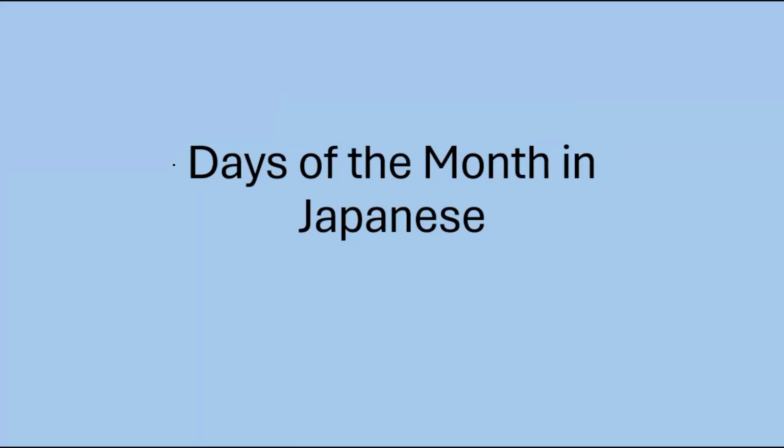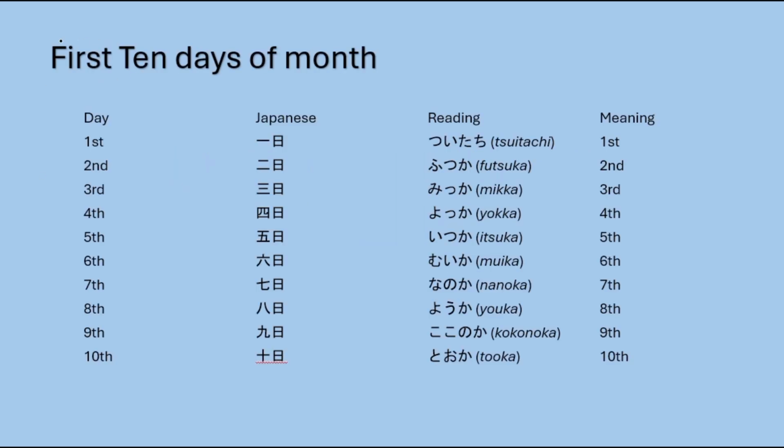Today we are going to discuss days of the month in Japanese. So without wasting any time, let's get started. First, we are going to discuss the first 10 days of the month. Let's start with first. The first of the month is called Tsuitachi. Tsuitachi. And this is how we write it in kanji.